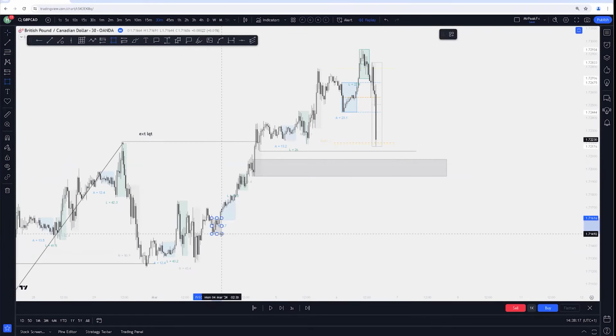This is an unmitigated zone here. I don't think I'm interested in any of this. This has been perfectly mitigated by this. So if price wants to come, if price wants to even come around this area, price will induce these two guys. There's perfect mitigation here.